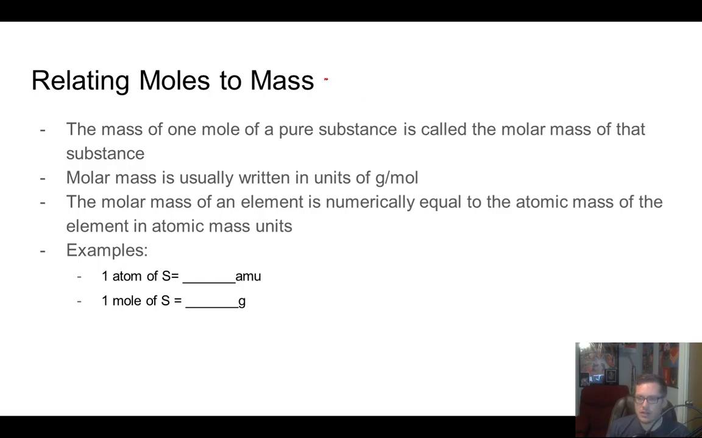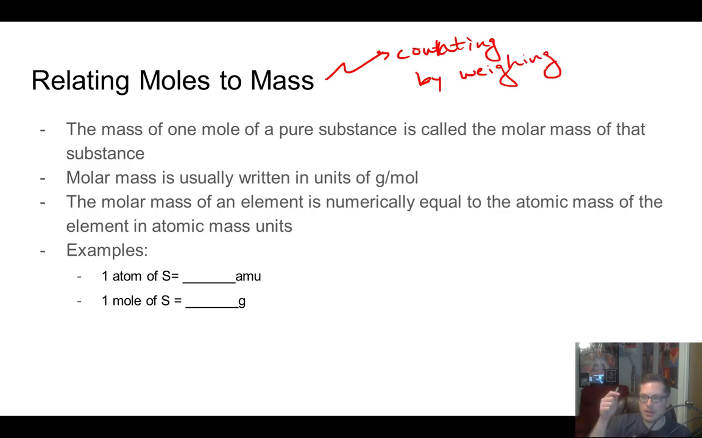Okay, so this allows us, I like to refer to it as counting by weighing. Right, counting by weighing, meaning we're going to use the mass of our sample in order to figure out how many moles we have. Okay, so in order to do this, we're going to use the molar mass.